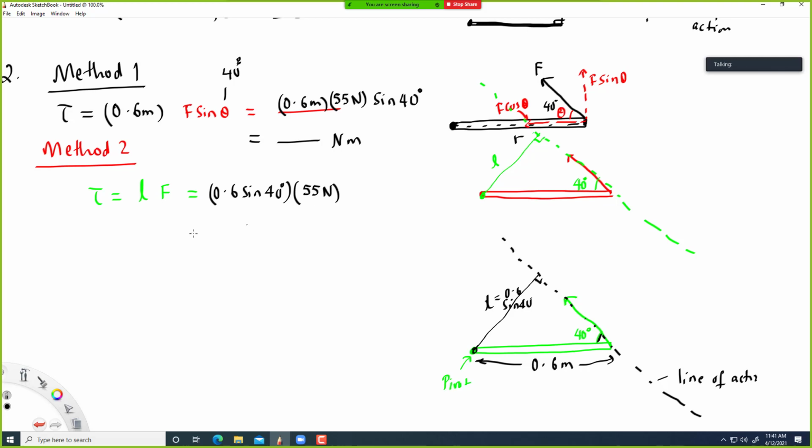Okay, you do that. These two should give the same answer. So, 0.6 times sine 40 times 55 Newton. What is that? 0.2 Newton meter. Okay.